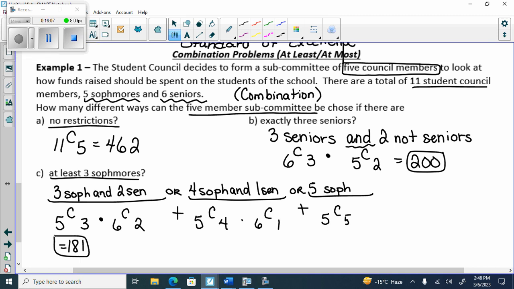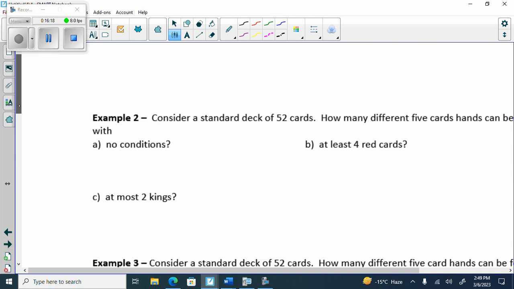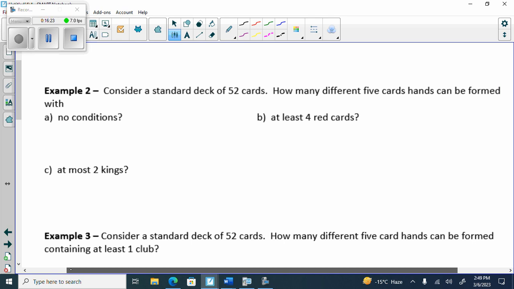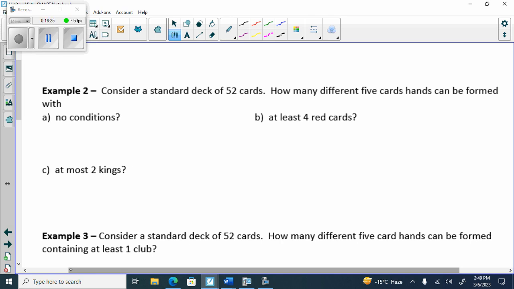Okay, then we're going to flip over. Okay, we're going to try this one together. It says, consider a standard deck of 52 cards. We have our 52 cards that we always have, color, suit, everything like that. How many different 5-card hands? This is the key thing. We need to have 5-card hands. In the end, no matter what case we do, it has to have 5 cards in it, 5 cards in it, 5 cards in it, correct?